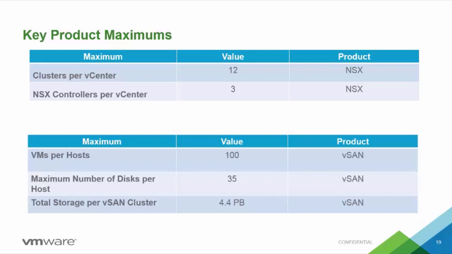vSAN, on the other hand, has some slightly different maximums. The ones we're interested in here would be our VMs per host maximum, which with vSAN is 100, and the maximum number of disks per host, which is 35. When we're talking about the number of disks here, we're actually talking about the magnetic or storage disks, not the actual SSDs. And the total storage per vSAN cluster has a maximum of 4.4 petabytes. What that's based off is the total number of hosts per cluster in a vCenter. That's a vCenter maximum, and we'll touch upon that later, which is 32. And the total number of disks, which is 35. That cumulative value is then multiplied by the largest SAS disk currently available, which is 4 terabytes.